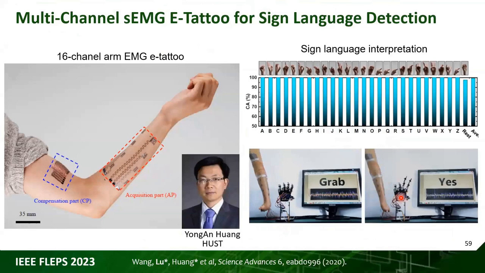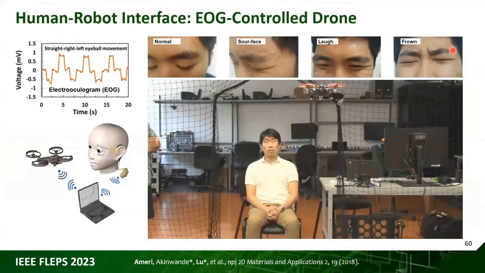And this is graphene e-tattoo. It's really not visible even on the face. And we're measuring the eye rotation induced EOG signal. And the EOG signal can be wirelessly transmitted to a laptop. The laptop can interpret the EOG and develop a command to control the drone. So the drone is flying to his eyesight, up, down, left, right. But you cannot tell how he is doing that. There's no camera on the drone, and you cannot see the e-tattoo. But the e-tattoo is here. It's the graphene e-tattoo, ultra thin, imperceptible.